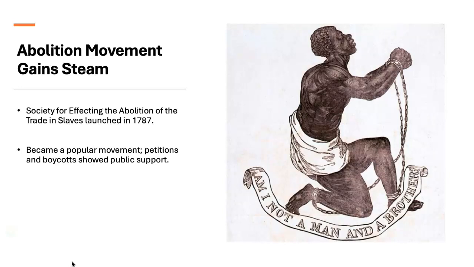That same year, 1787, 2/3 of the adult male population of Manchester, a big city in the north of England, signed petitions calling on Parliament to investigate the slave trade. Later, 300,000 families pledged to boycott Caribbean sugar, which was produced via slave labor.